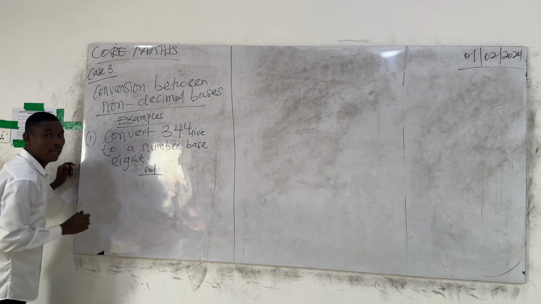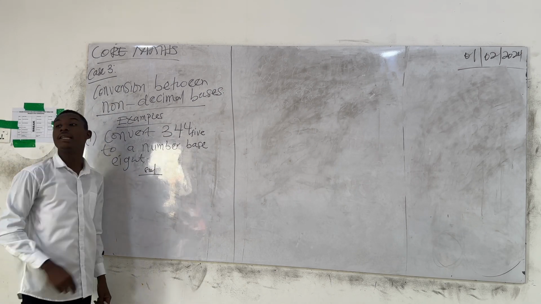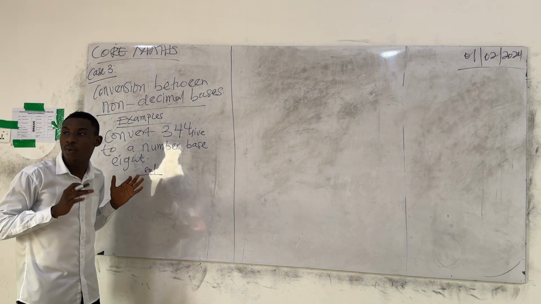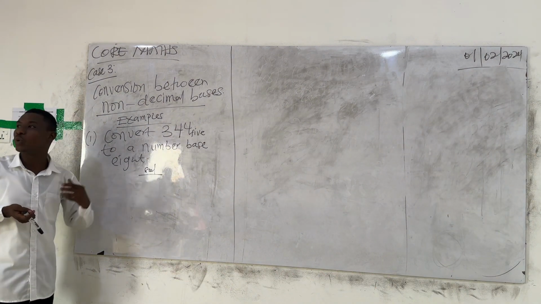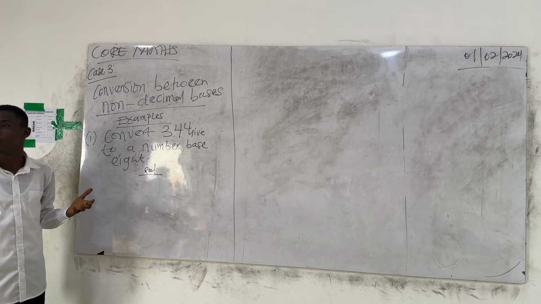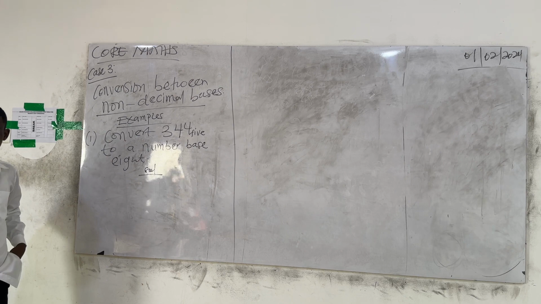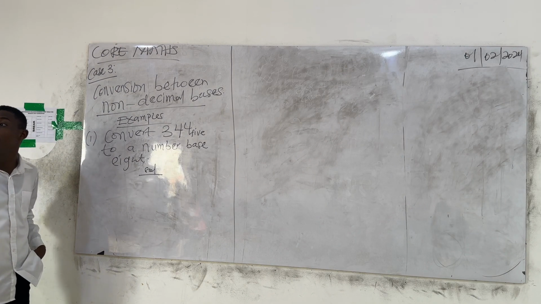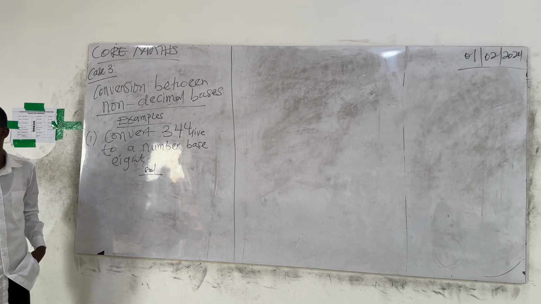Good. So in this case, can we go straight and construct the table? Can we move to case 2 straight? Why? Because the digit here is not in base 10. I hope it's clear. We cannot construct the table now because the digit given in the question is not in base 10. But we can convert it into base 10.